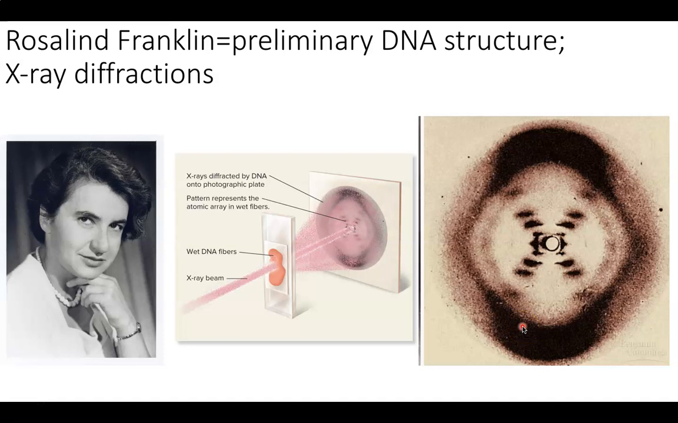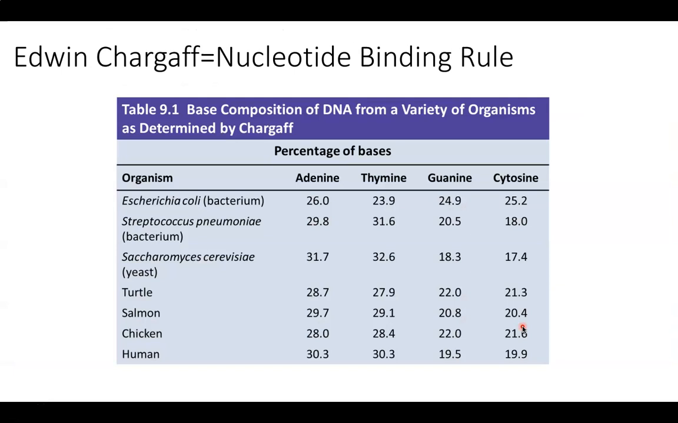So we want to acknowledge Franklin for being the person to come up with the first DNA structure. The second person we want to acknowledge is Chargaff, and he was the person to realize that A always binds with T and G always binds with C. What he noticed is that once he looked at the base percentages between various animals, he always saw very similar numbers between adenines and thymines and between guanines and cytosines.